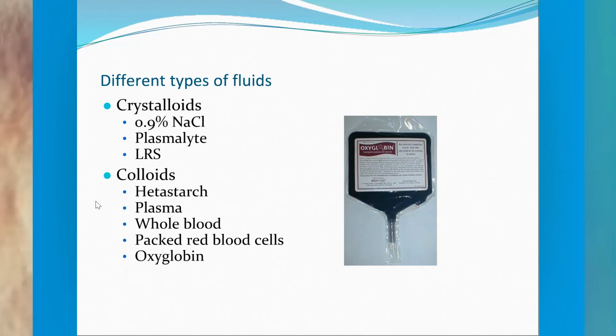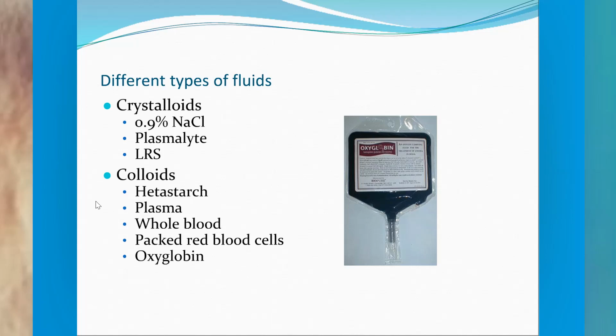All right, our colloids are things we definitely don't want to drink unless you're like a vampire, right? So our natural colloids would be your blood products, so whole blood, packed red blood cells, plasma, and if you do platelet-rich plasma, if you have albumin, if you have cryoprecipitate, stuff like that. We have synthetic colloids too. And our synthetic colloids are hetastarch, Vetstarch, and then we also have Oxyglobin.